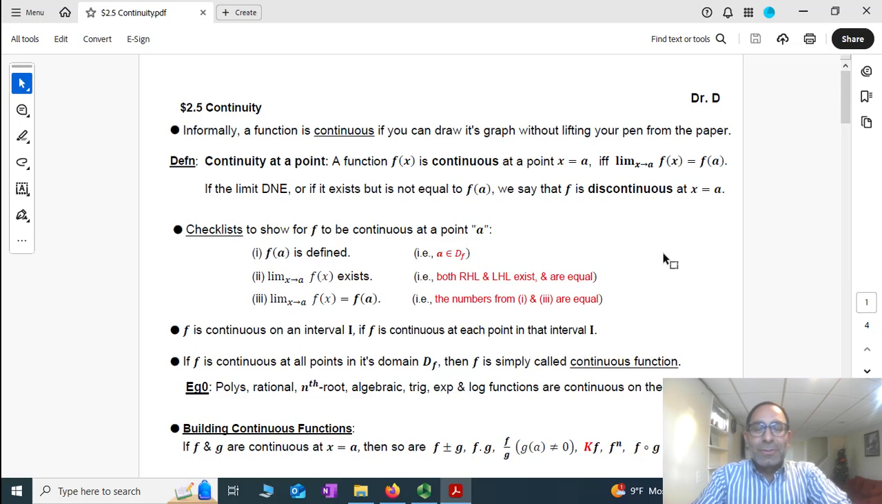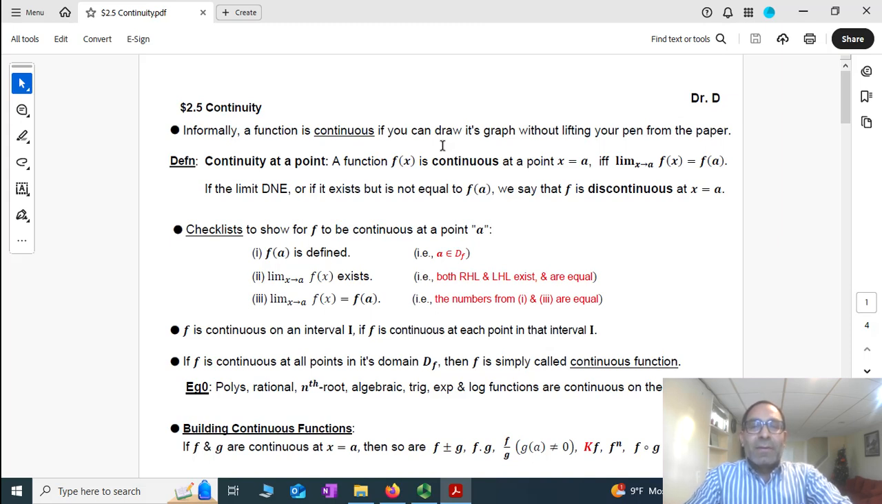Today I'm going to cover continuity of functions. So let me start the class right away. Informally, a function is continuous if you can draw its graph without lifting your pen from the paper.